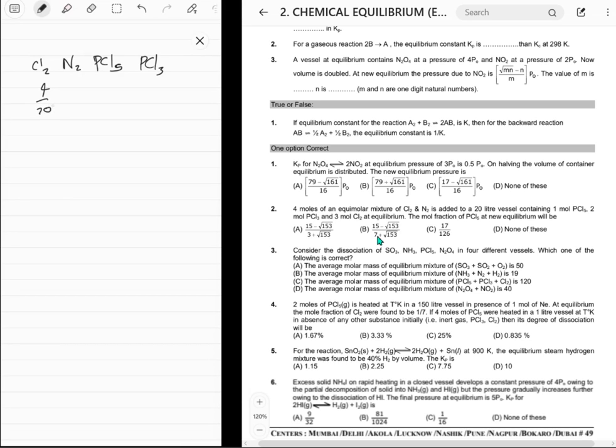N2 is, oh, so wait, it's 2 of that and 2 of that. Okay, containing 1 mole PCl5 already. Oh, this was at equilibrium, right? So 0, 0, and 1 mole of PCl5 at equilibrium, and 2 moles of PCl3 at equilibrium, and 3 moles of Cl2 at equilibrium. The mole fraction of PCl5 at new equilibrium will be.